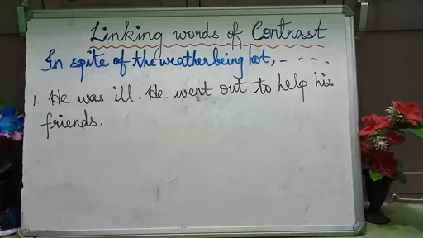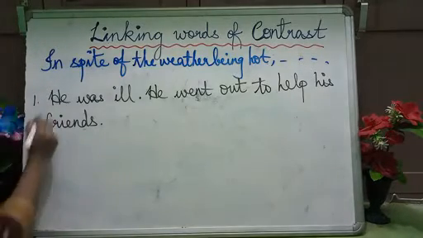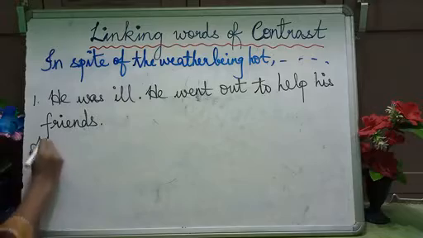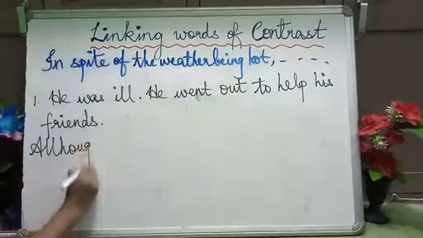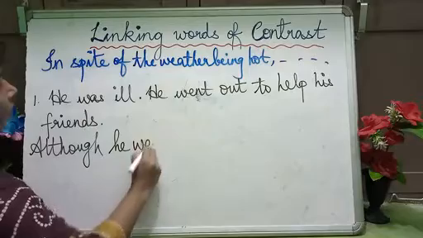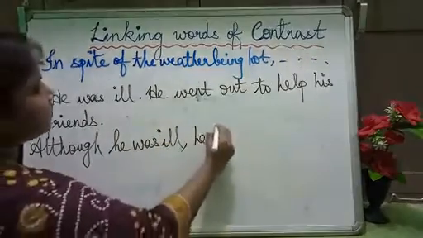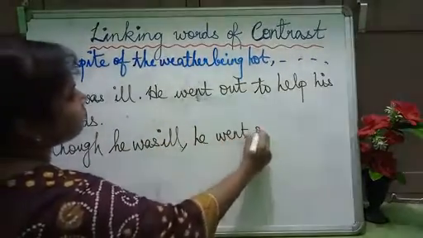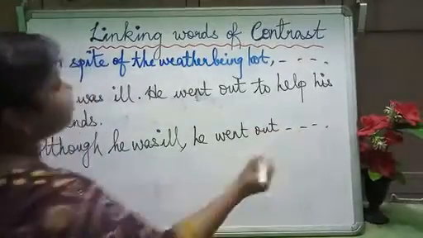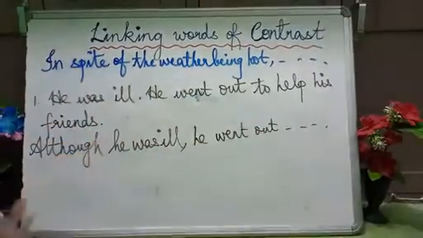So now listen. We are going to join the sentence. Here, begin the sentence using although. So how will you write although? Although is very easy for you. So you will write: although he was ill, he went out to help his friends. You will take down the remaining part of the sentence and finish it.